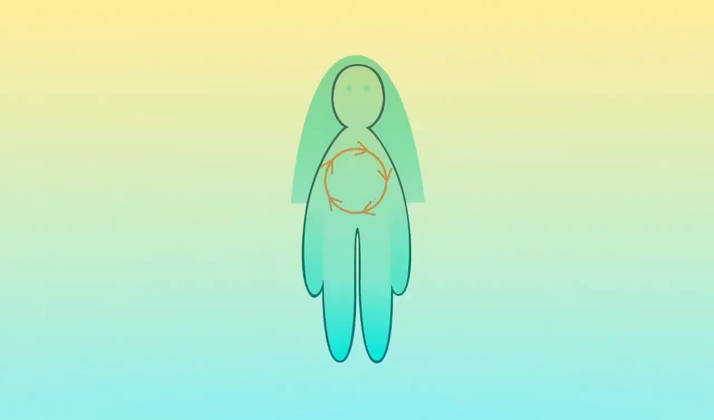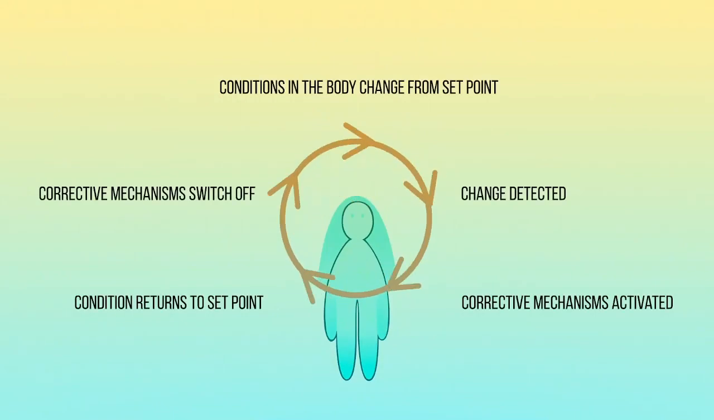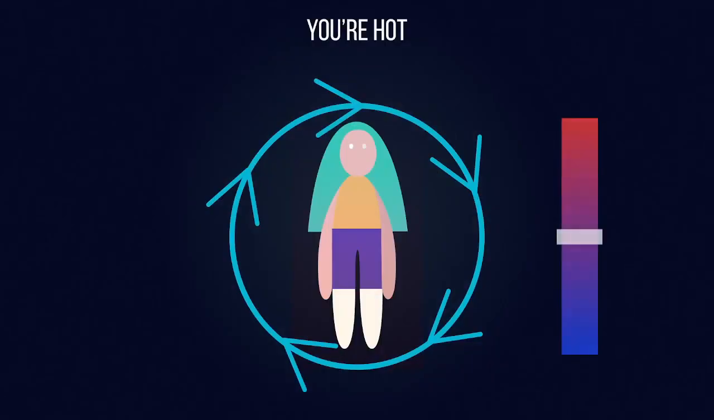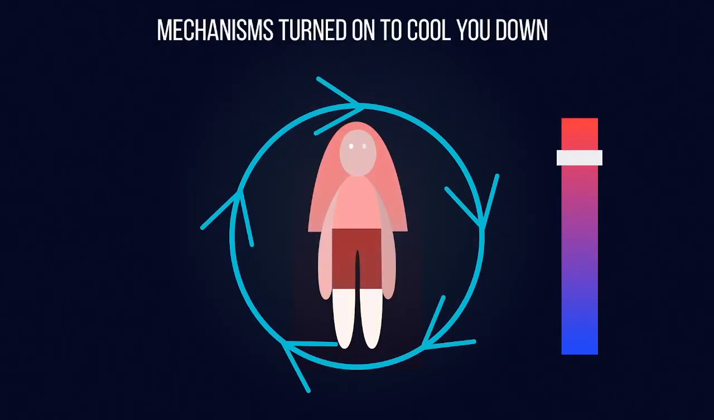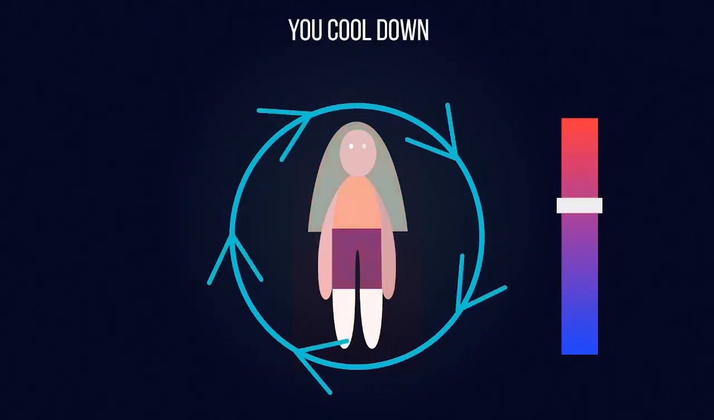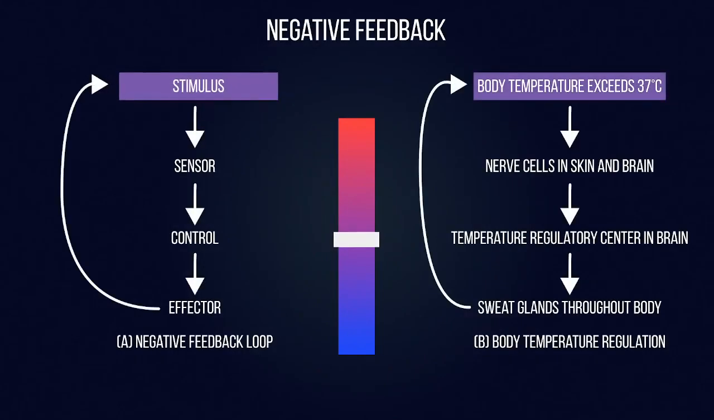Negative feedback is an important type of control that is found in homeostasis, keeping different values around a constant set point. It's a continuous cycle. Very simply put, you get too hot. Your body detects that it's hot. Your body turns on mechanisms to cool itself down. You cool down, the mechanisms are turned off again, and you're back to the start. It's called negative feedback because the stimulus, you being too hot, causes an opposite reaction by the body, so cooling you down. Let's now look at it in a little more detail.